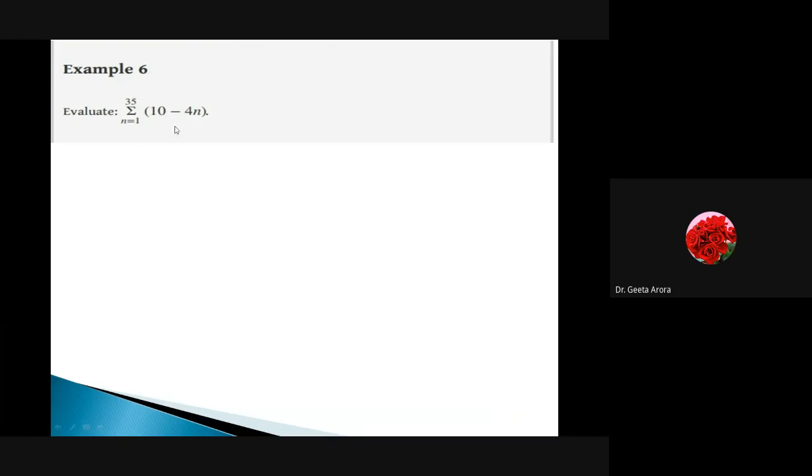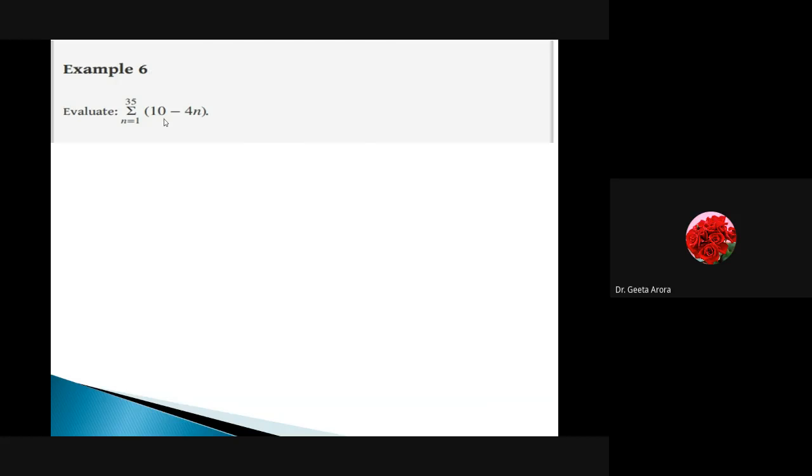Here we are saying you have to evaluate the sum from n equals 1 to 35 of 10 minus 4n. Correct? So I have to use n as 1, 2, 3, 4 up to 35, and sum them up. Is it feasible? I don't think so. So we have to again use the partial sum formula.